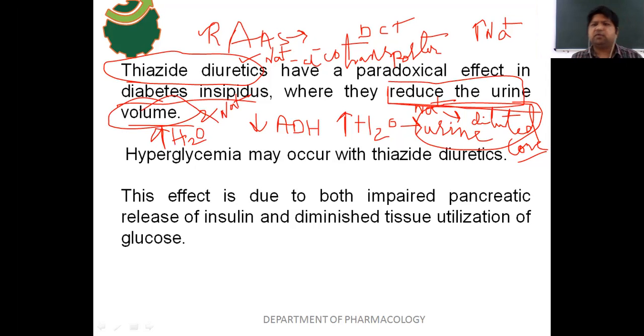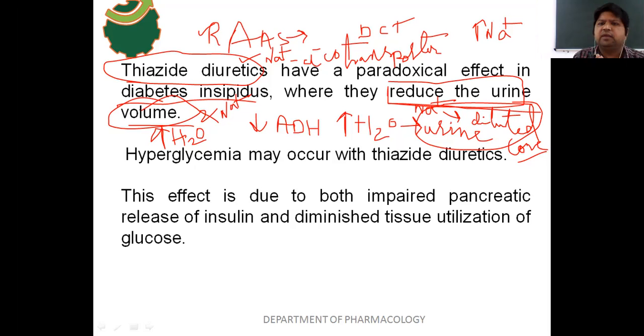So this is a paradoxical effect that is especially seen with thiazide diuretics. Thiazide diuretics will be beneficial in diabetes insipidus where the urine is very diluted due to the secretion of a large amount of water. By blocking the sodium chloride co-transporter, it will just add sodium to the urine, and it will cause sodium deficiency in the blood. Thereby the renin angiotensin aldosterone system will be activated, and as a result angiotensin 2 will be formed, and that will stimulate the adrenal cortex to secrete aldosterone, and aldosterone will start reabsorbing salt and water.